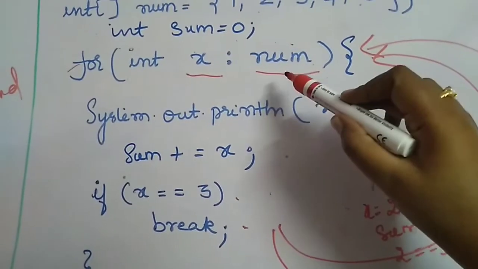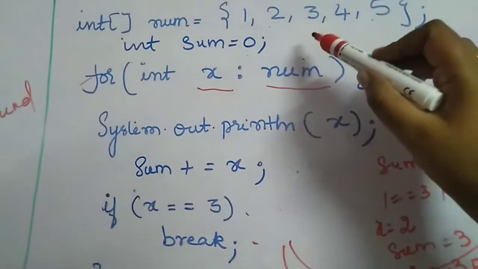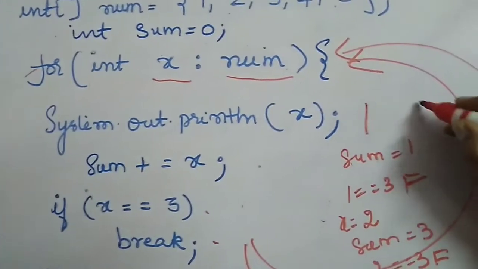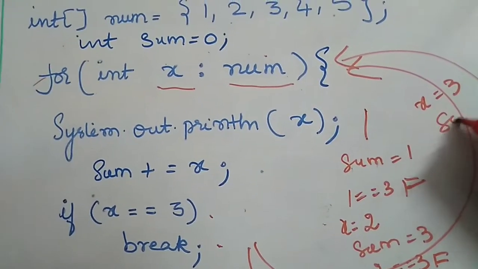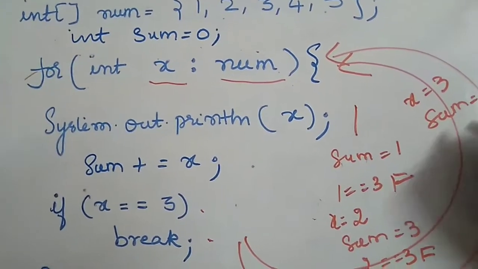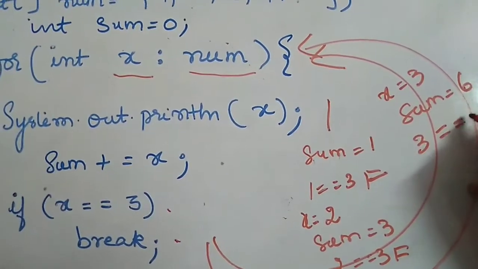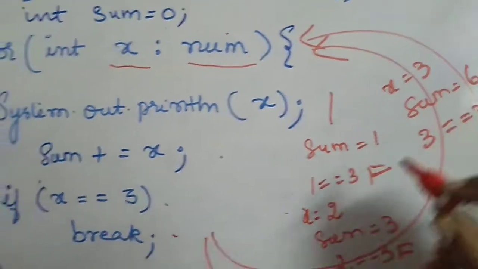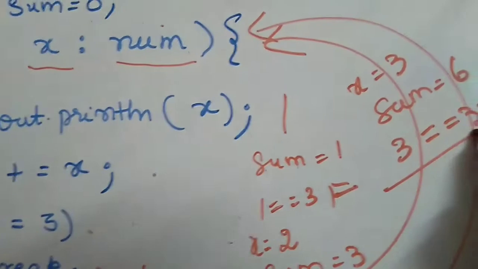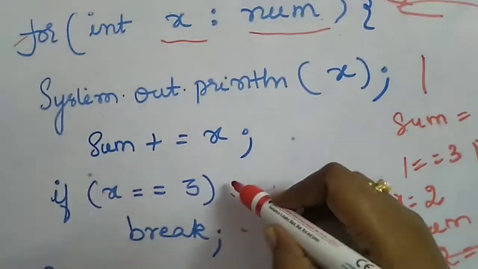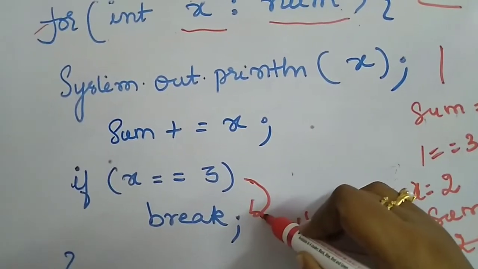In the next iteration, num will pick the next element, which is 3. So now what is x? X is equal to 3. So sum is equal to 3 plus 3, which is 6. And then the condition is checked: 3 is equal to 3. This is true. As soon as 3 is equal to 3 is encountered, it executes the statement in the if block.